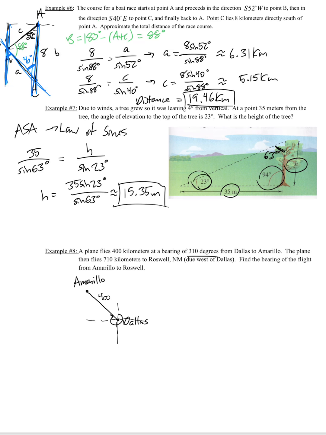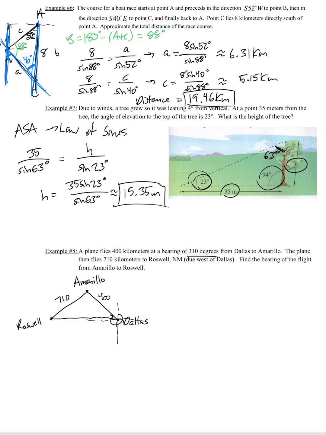The plane then flies 710 kilometers to Roswell, due west of Dallas. So due west of Dallas puts Roswell over here. And I'm flying 710 kilometers from Amarillo to Roswell. So this is 710 kilometers. All right. Find the bearing from Amarillo to Roswell. Let's take a look.